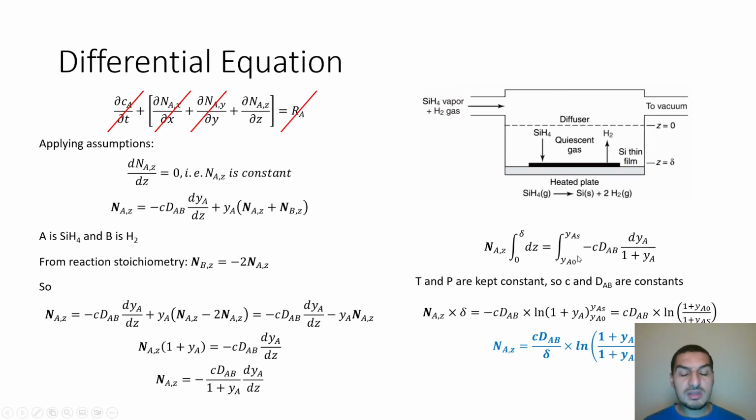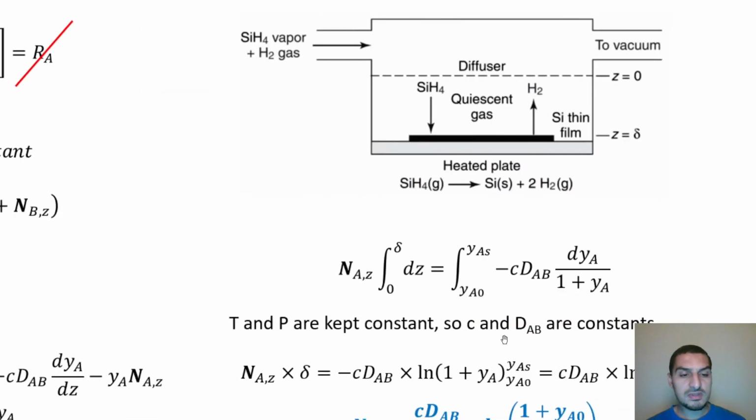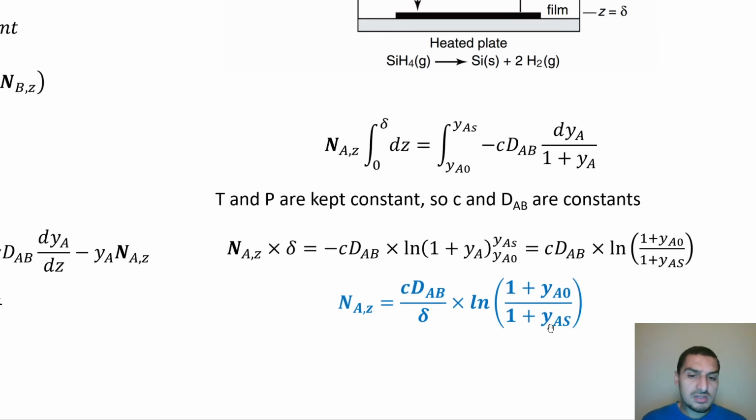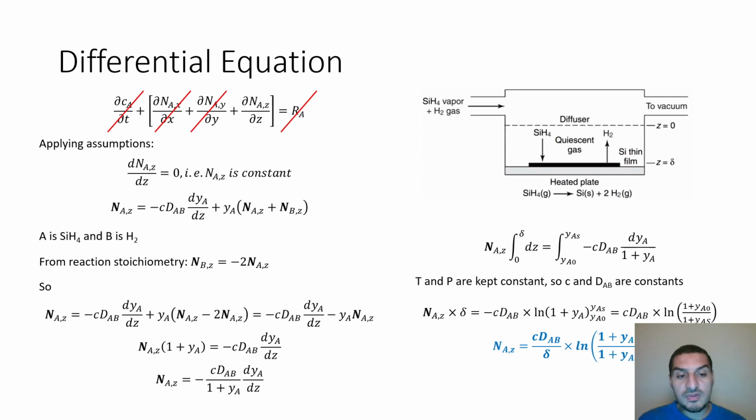So what we did in this equation is that we put boundary conditions that are constants. We have constant 0, we have delta, we have YAS, YA naught. They're all values. They are not variables. So NA from this equation is constant. It's just NA, C is constant, DAB is constant, delta is constant, YA naught, YAS, they're all constant. So the equation is constant. It's going to give a value of the flux.